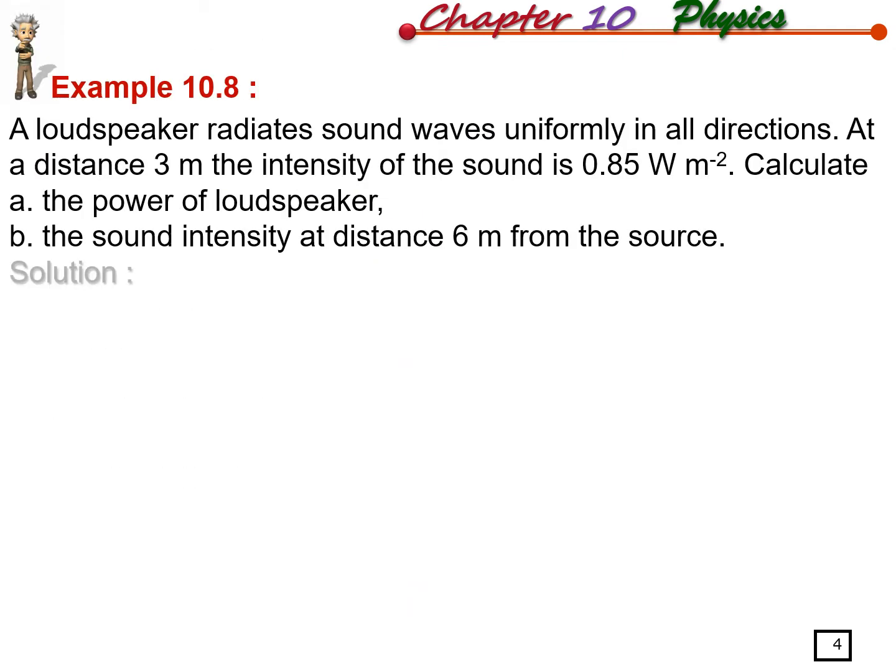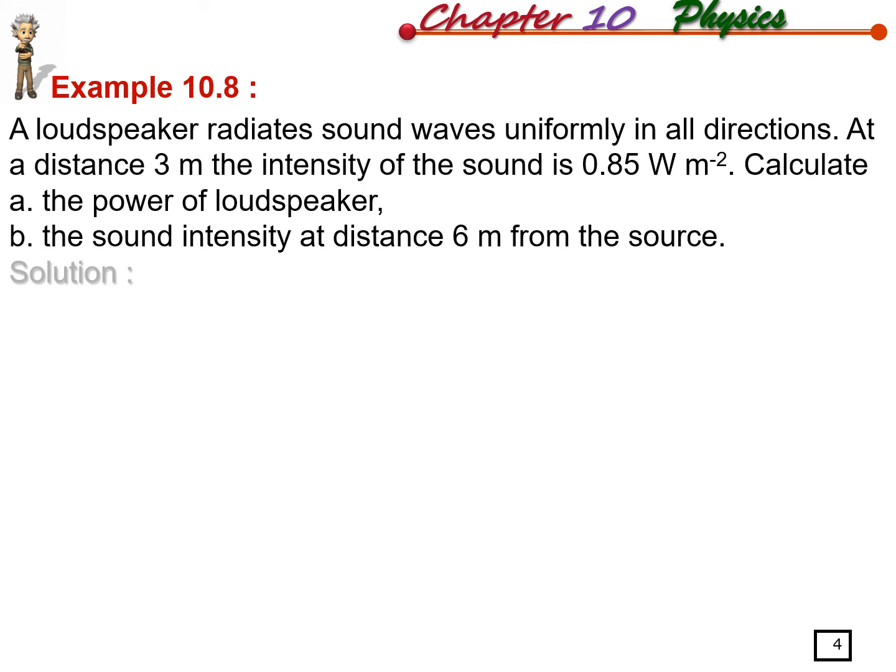So for example 10.8, you have a loudspeaker that radiates sound waves uniformly in all directions. At a distance of 3 meters, the intensity of the sound wave is given as 0.85 watt per meter square. They want you to calculate the power of the loudspeaker, and then the sound intensity at a distance of 6 meters from the source.